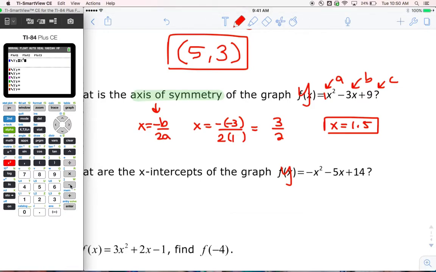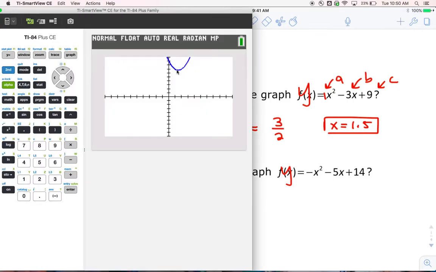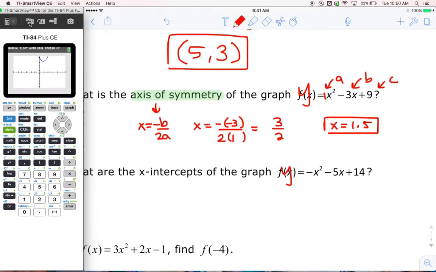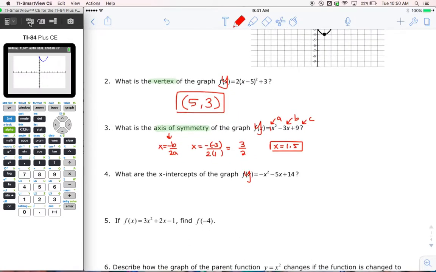We've got x squared minus 3x plus 9. And if I look at my graph, I can see that my axis of symmetry would go right here, which, yeah, look, it's not exactly at 1, it's not exactly at 2, it's right in between, which makes sense because we got x equals 1.5. Okay, take a look at number 4.